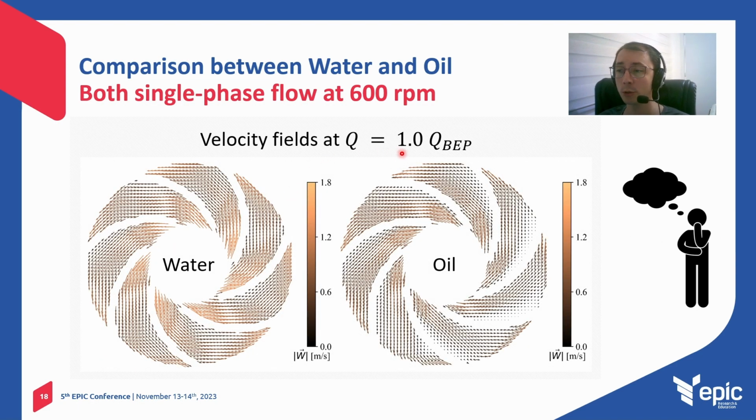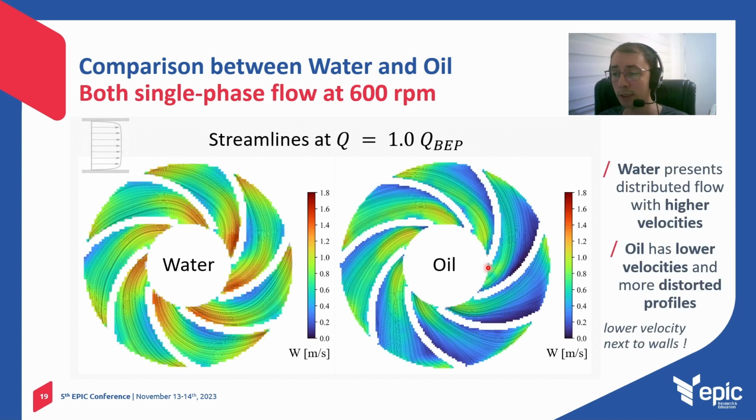Now, moving on to the best efficiency point, we can see again that the velocity fields are very similar, at least at a first glance, but we can see that the streamlines reveal different profiles or different flow shapes inside the channels. Water has a more flat profile, while oil has this more parabolic profile. And we can see this trend by comparing, for example, this channel here that I'm pointing to in the video.